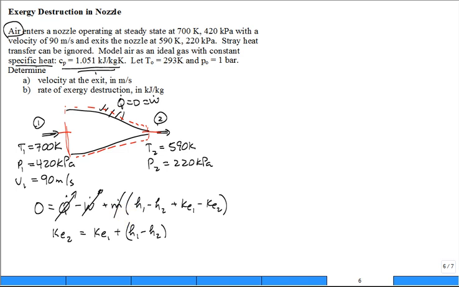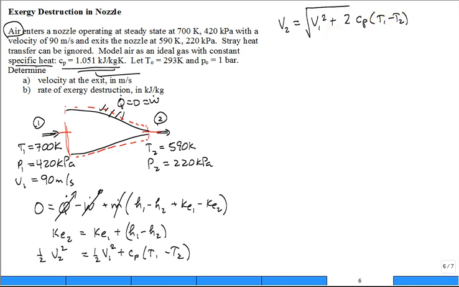I want to use constant specific heats for air. How can I calculate the change in enthalpy assuming constant specific heat for air? So let's just go ahead. That specific kinetic energy is 1/2 V2 squared, and this specific kinetic energy is 1/2 V1 squared. And so what we find is that the exit speed V2 is equal to the square root of V1 squared plus 2 C sub P times T1 minus T2. Did I make an algebraic error, or a thumbs up? Look good?